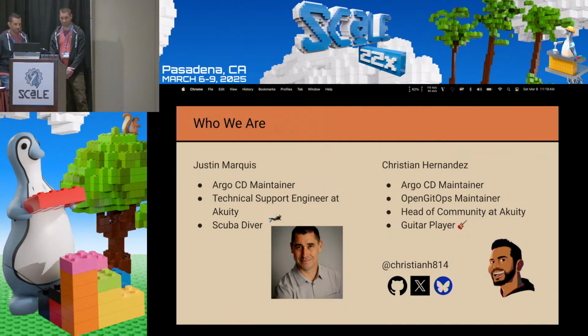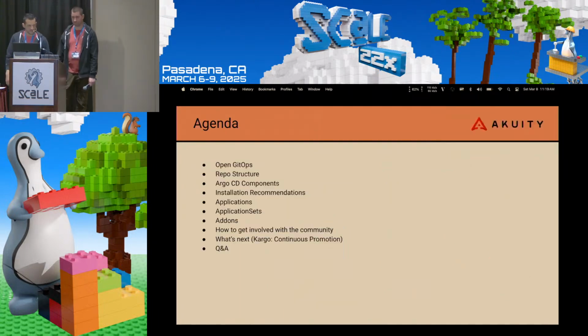Cool. So yeah, we're going to go ahead and get started here. We're going to be talking about a lot of things today. We're going to talk about GitOps in general, how to set up your repository structure, talk about Argo CD components, talk about application sets, all these best practices to get up and running. Some of the things that you need to look out for in order to get the most out of your Argo CD installation and your GitOps practices.